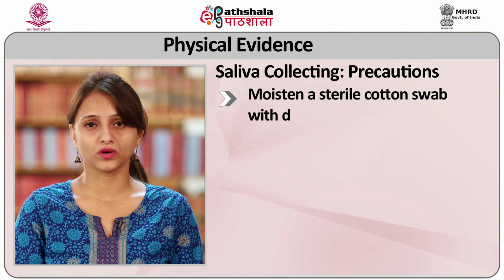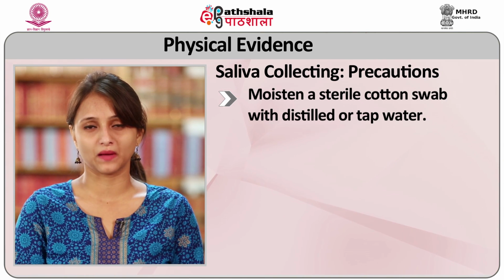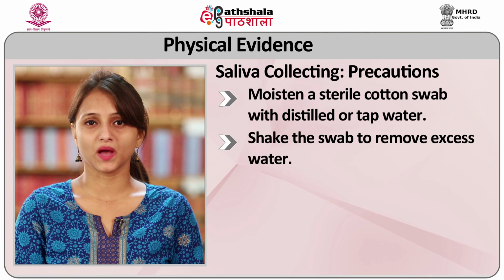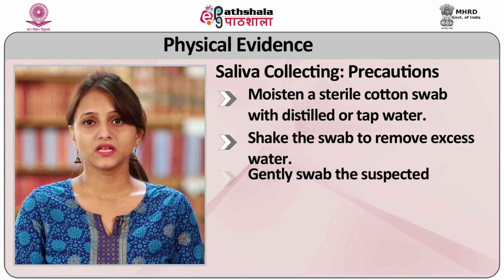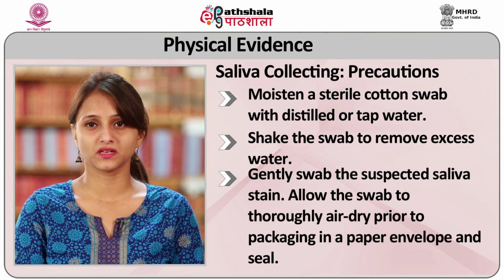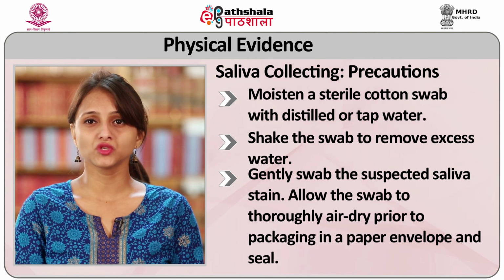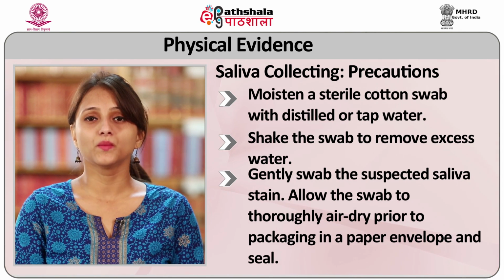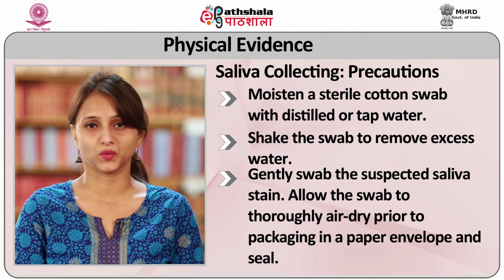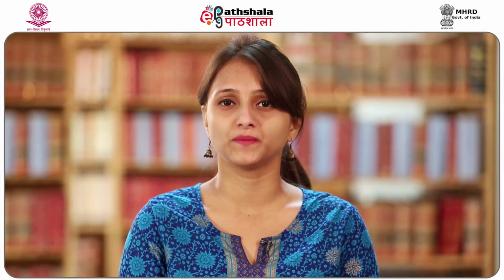Moisten a sterile cotton swab with distilled or tap water. Shake the swab to remove excess water. Gently swab the suspected saliva stain. Allow the swab to thoroughly air dry prior to packaging in a paper envelope and seal. In order to collect the negative control, select an unstained area and collect the sample in the same manner as described before. This swab will serve as a negative control.